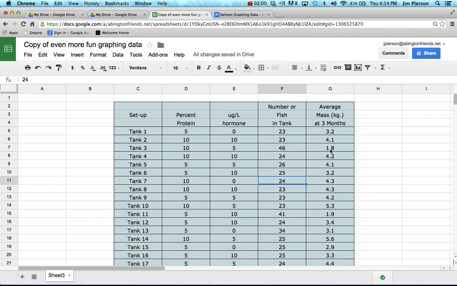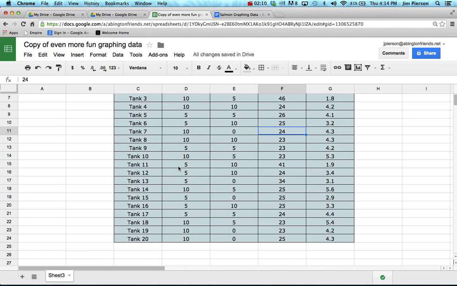So now I have half the data is, and I'll just color that other half there so we can just make the distinction there. Let's go with my favorite color, green. Okay. Now let's just focus on the protein that has 5%. Well, a secondary sort might be to sort it by the amount of hormone.